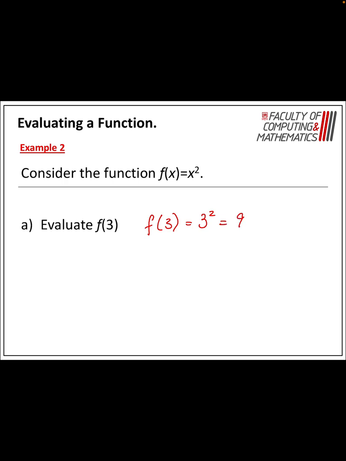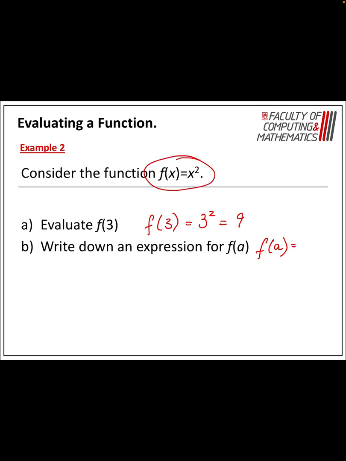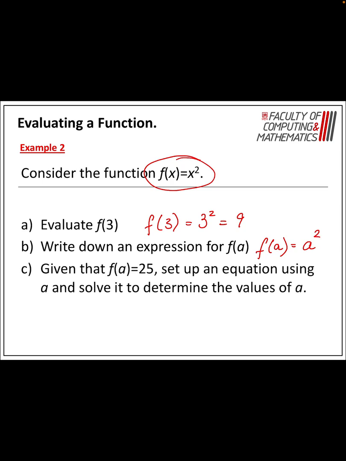Right, so it then goes on to say, write down an expression for f of a. So again, I want to replace every x, we're going back to this original function, every x with an a, so I've got f of a is equal to a squared, and then it gives me the value for the whole function is equal to 25. So I then want to say I've got 25 is equal to a squared.